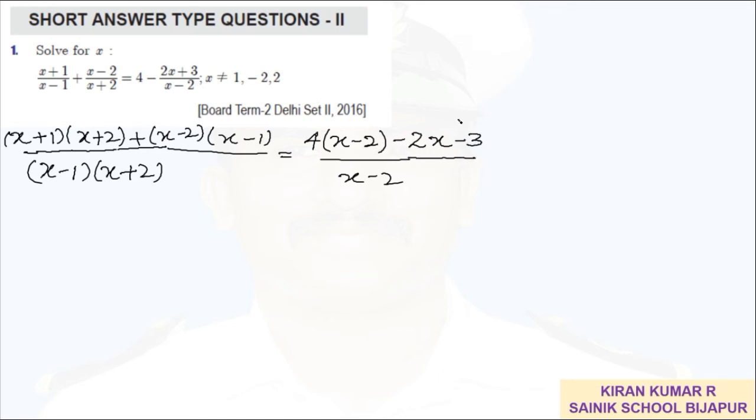This step is very important. Most of you will go wrong in this step. Here it is negative multiplied to both the terms. Distributivity should be used.